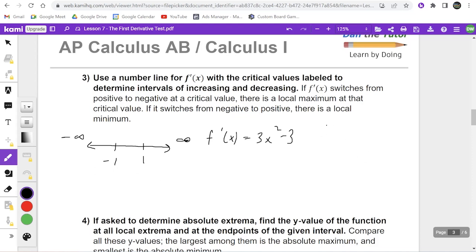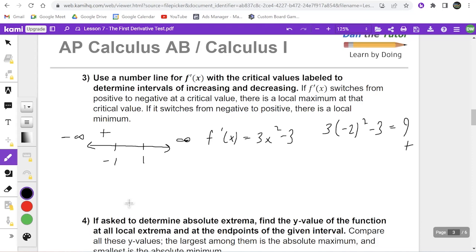If I plug in negative 2 in this function, 3 times negative 2 squared minus 3, and you plug this in a calculator or you do the math, negative 2 squared is positive 4, 4 times 3 is 12, 12 minus 3 is 9. And again, if I did that too fast, you can just plug that in a calculator. The fact is that that answer is positive, and that's all I care about. I don't care about the 9, I care that it's positive. So in other words, this entire region is positive. I could have plugged in negative 3, negative 4, negative 50, negative 100, negative 1 million. Anything between negative 1 and negative infinity is going to be a positive number.